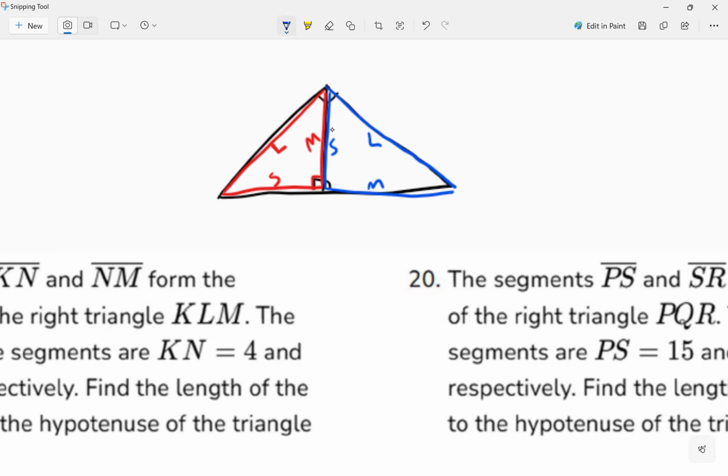Okay, interesting part though. Look at the medium side of the red triangle. It is equal to the small side on the bigger triangle. Let me just repeat that again. Look at the medium side of the red triangle. It is the same side, but it's the small side from the blue triangle.